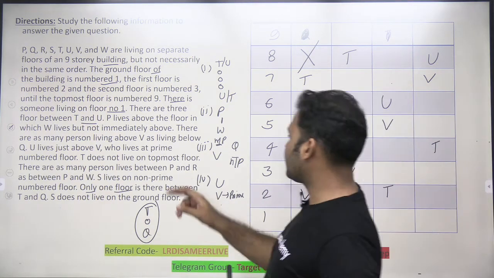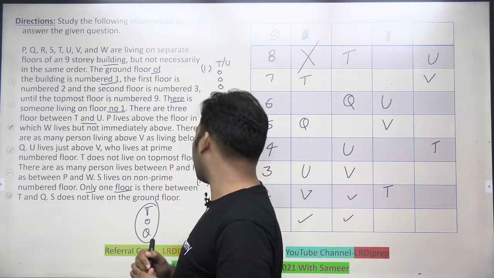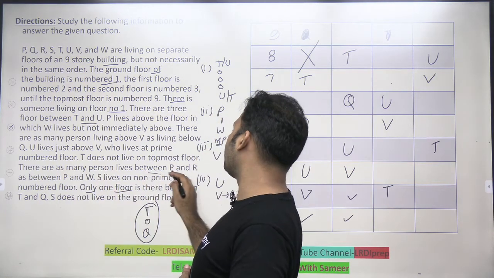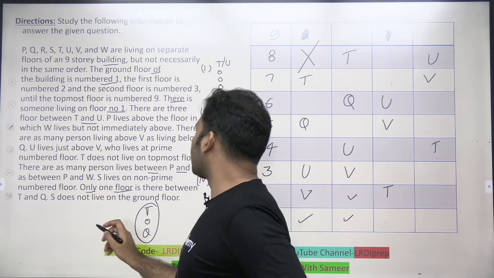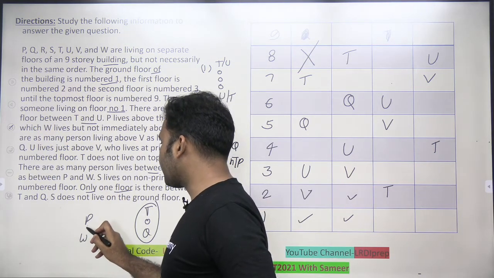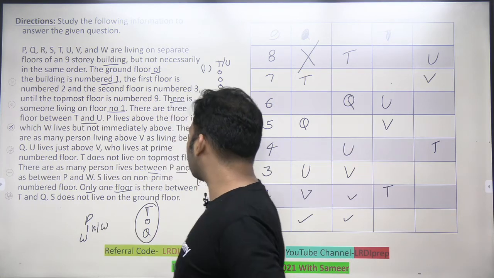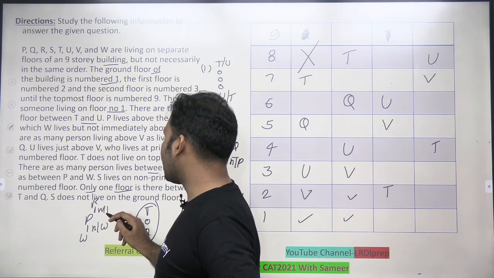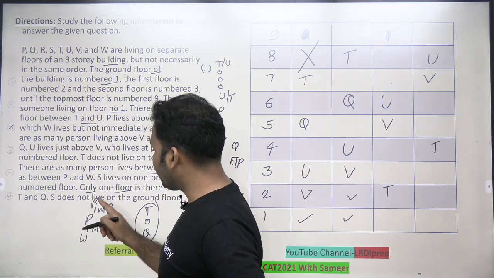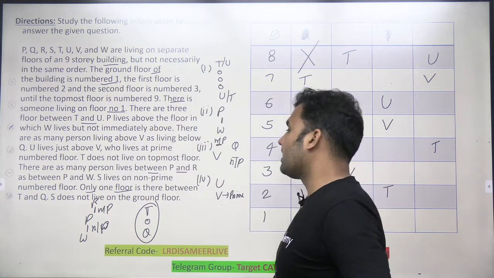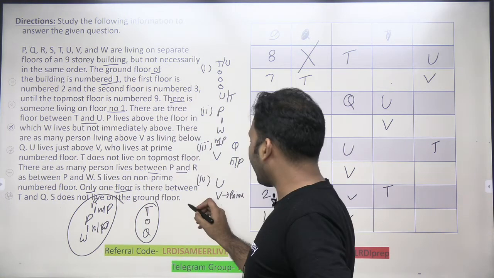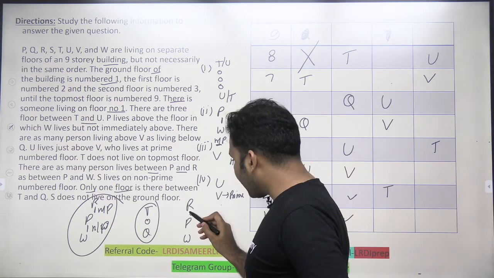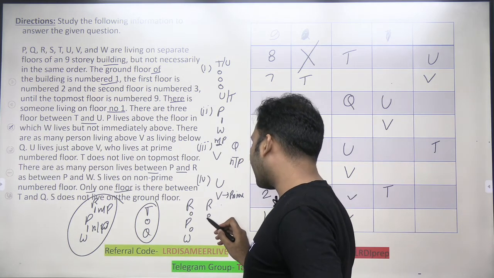Then if you look at the next case here, that as many persons live between P and R as between P and W. So we know that P is living above W, so the number of persons between P and W is the same as the number of persons between P and R, so R will definitely be above P, right? So the number of persons between P and W and the number of persons between R and P has to be same. And this can only be possible when you have R, P, and W positioned in such a way that there is a gap of at least 1 floor, or there can be a gap of 2 floors.